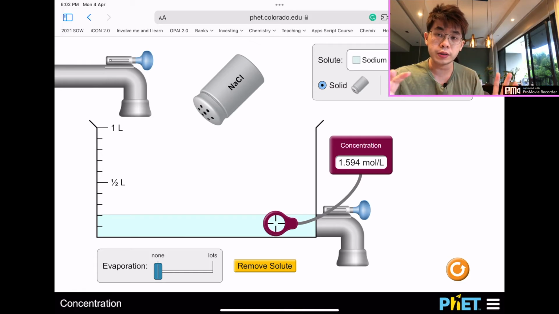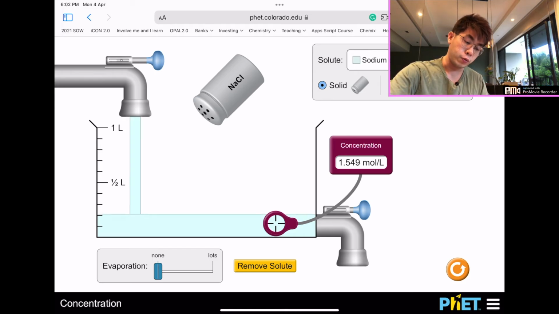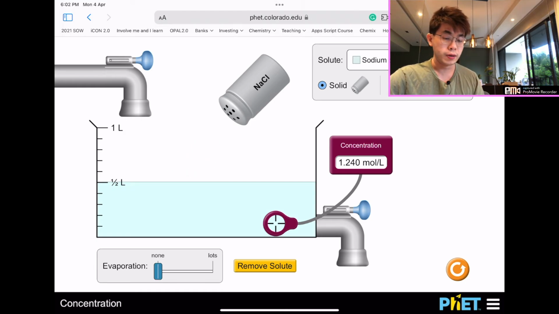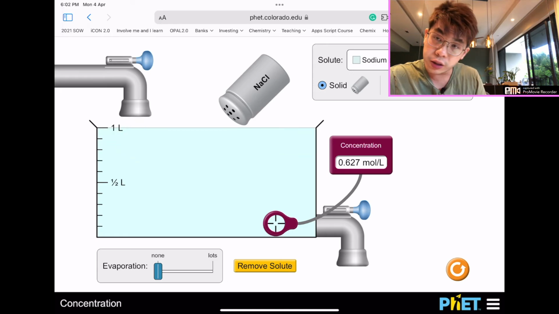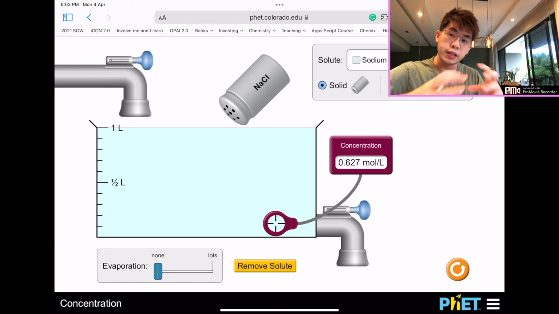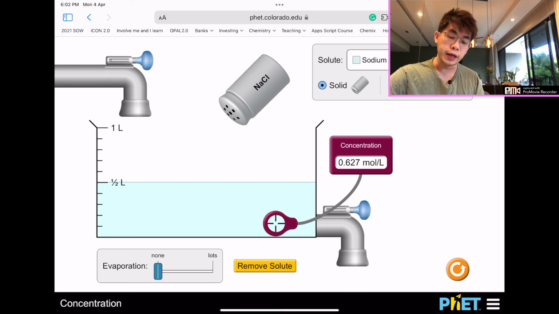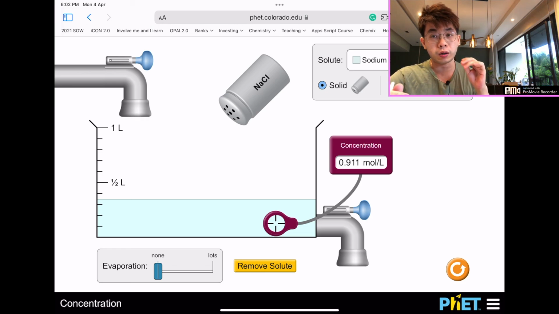This concept here is very important. When I have water and I add a solute, the concentration increases. When I have a solution and I add just the solvent, the concentration decreases because it becomes less concentrated. If I have the solution and I just remove some of the solution, the concentration remains the same. And if I have the solution and I evaporate off the solvent, my concentration increases. So this is the conceptual understanding of what concentration is.